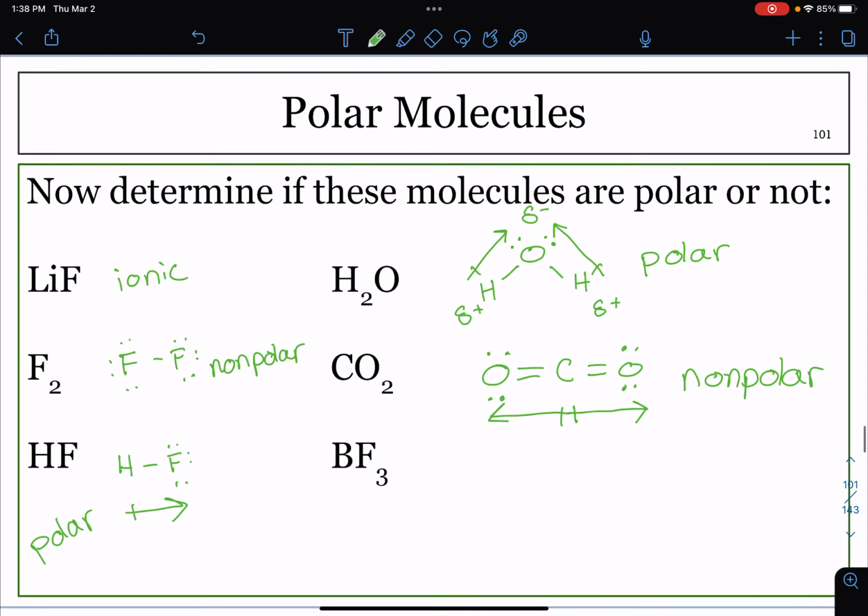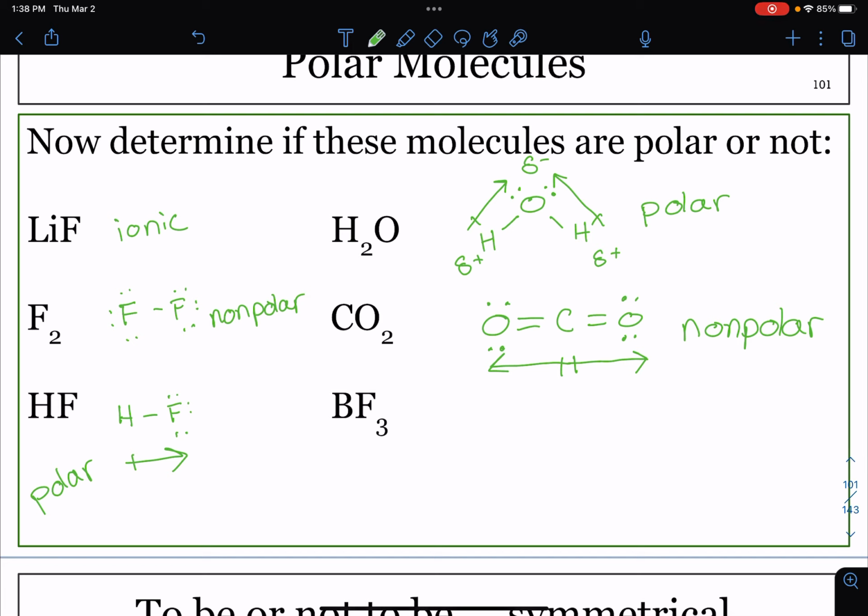So now let's look at BF3 here. This one's a little bit interesting. We're going to draw it with the correct shape here. The 3 fluorine atoms are going to spread out away from each other as much as possible and form a trigonal planar shape. So we have a bond dipole between boron and fluorine. It is a very polar bond.